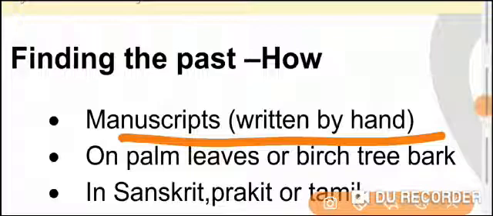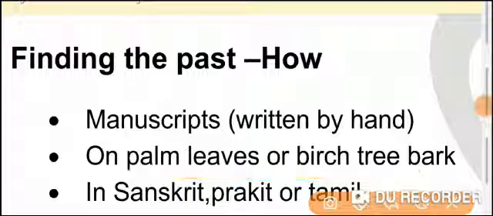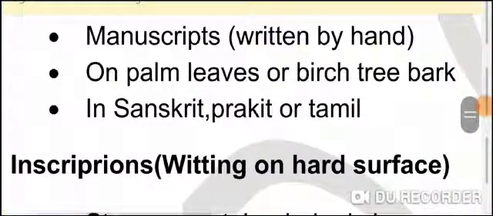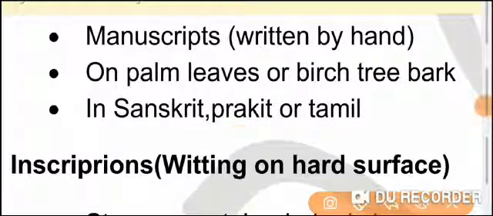These manuscripts in ancient times were written either on palm leaves or on the birch tree, and the palm leaves were tied together as well. The most common languages of the Indian peninsula, as you see, were Sanskrit, Prakrit, or Tamil. Now, Prakrit was considered a language of the common man.